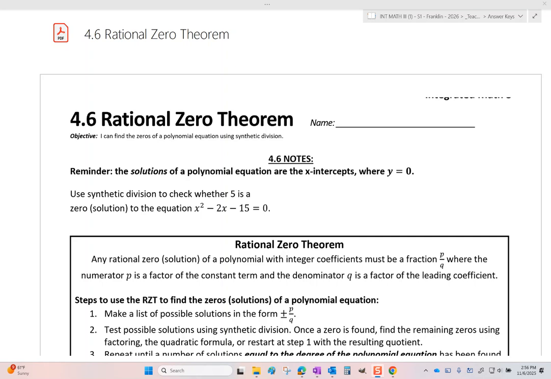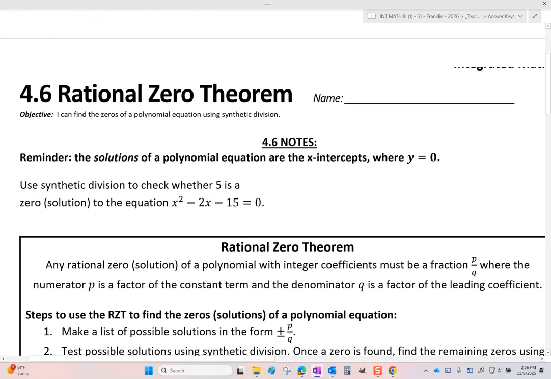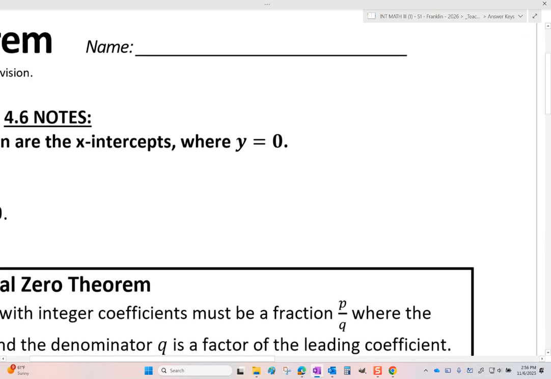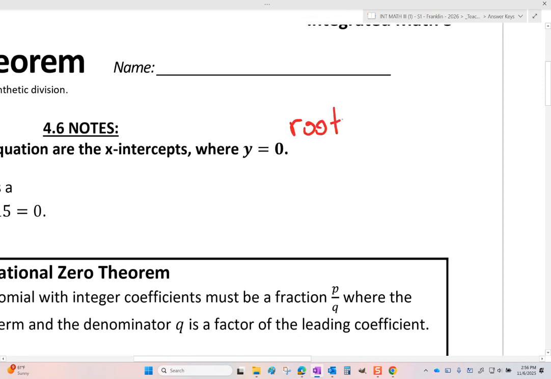To go along with our work so far with synthetic division and polynomials, we're going to examine the rational zero theorem today. So a quick reminder before we start, the solutions, what we've called solutions, of a polynomial equation are the x-intercepts, where y equals 0. These are most frequently referred to as roots or zeros. And especially in today's notes, we're going to focus on the word zeros. And this is because they are the x values that give you 0 for y.